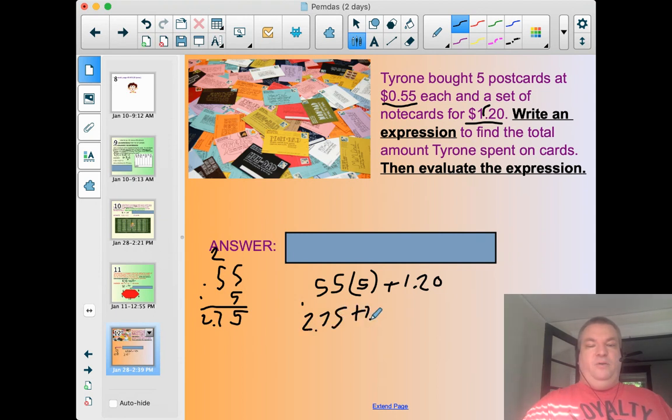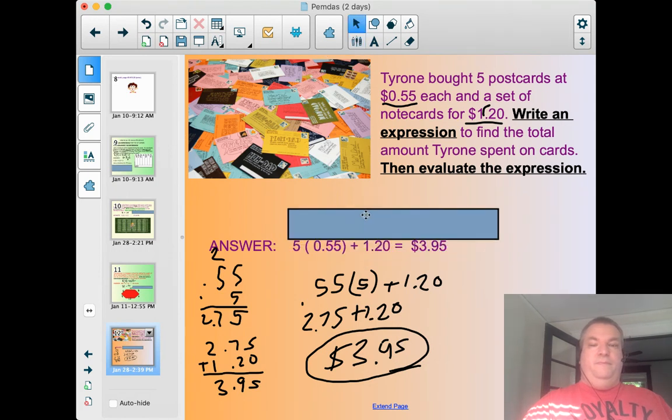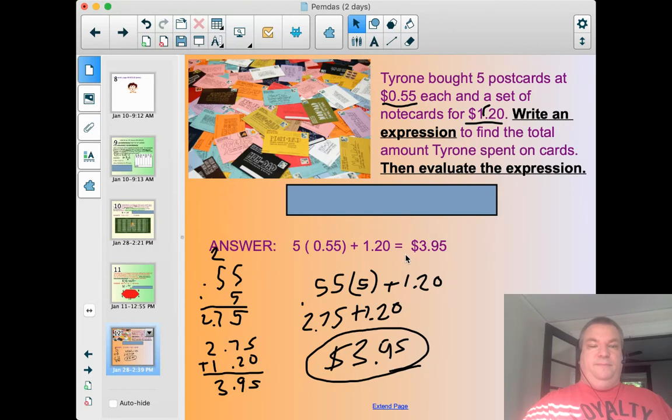Then I have to add 1.20. Okay. So we got 2.75 plus 1.20, making sure to line up those decimal points. 5 plus 0 is 5. 7 plus 2 is 9. Bring down the decimal point. 2 plus 1 is 3. So we spent a total of $3.95. Okay, and there's our answer. All right, let's do one more.